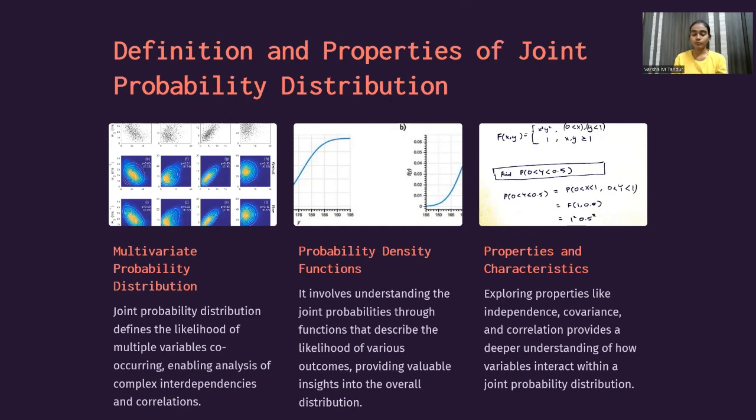Properties and characteristics. Exploring properties like independence, covariance, and correlation provides a deeper understanding of how variables interact within a joint probability distribution.